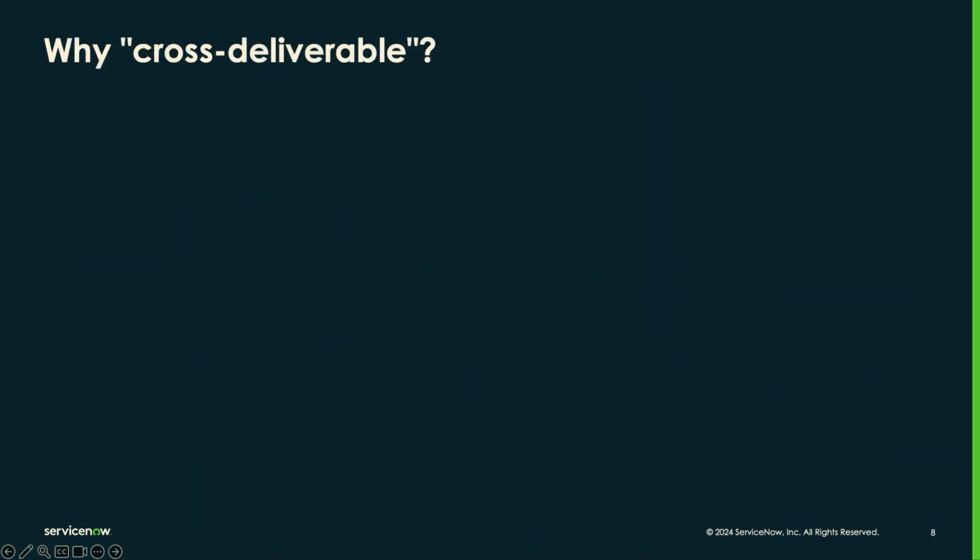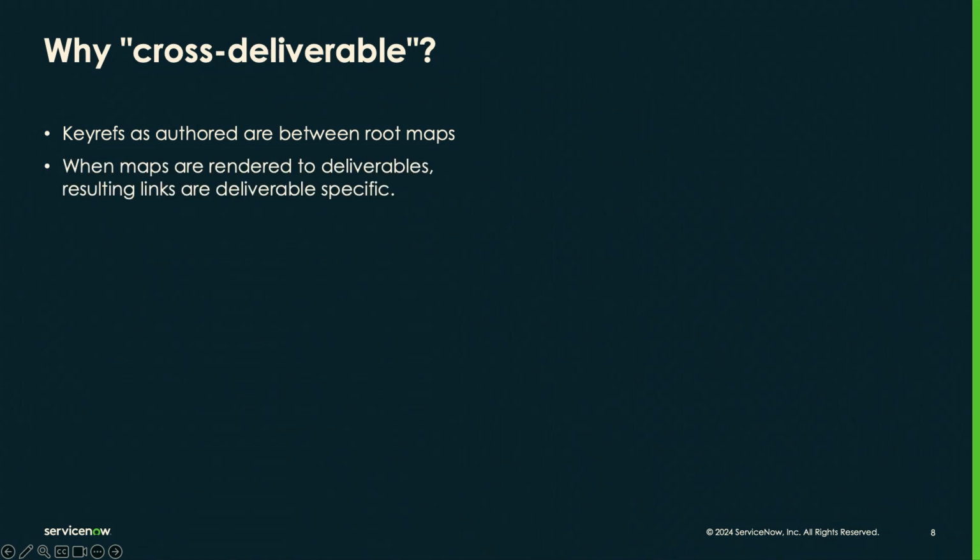All right, so why do we call this cross-deliverable, right? So the key refs are authored between root maps. One of the sort of odd things about this feature is that authoring is easy, right? Oxygen supports it. You just create these references, and as far as Oxygen is concerned, everything's cool and it works. However, publishing them is hard.